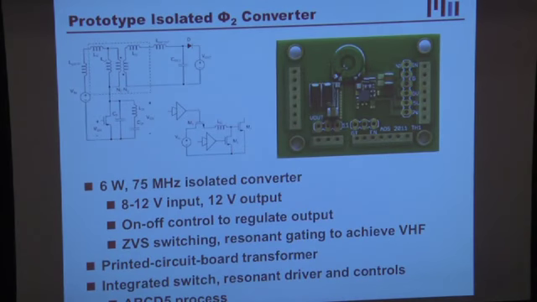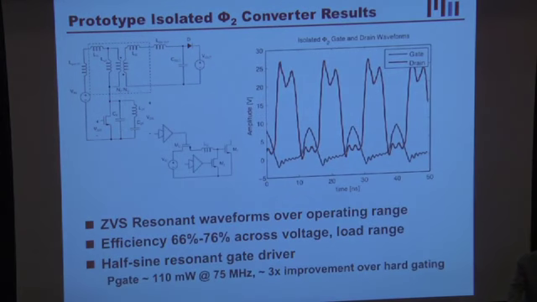Here's the prototype system we developed. In this particular case, it's a 6-watt, 75 megahertz isolated converter. Here you can see the IC with the optimized transistors. Here you can see the printed circuit transformer. This is essentially the isolation barrier here. It's more or less 8 to 12 volts input, 12 volt output, a very typical gate drive power supply, implemented in a bipolar CMOS-DMOS technology.